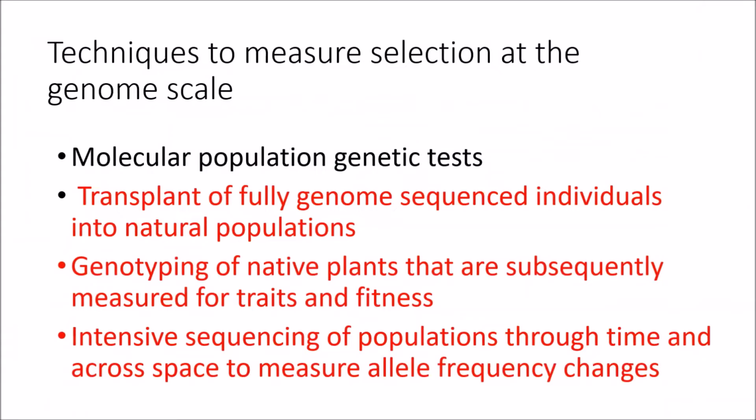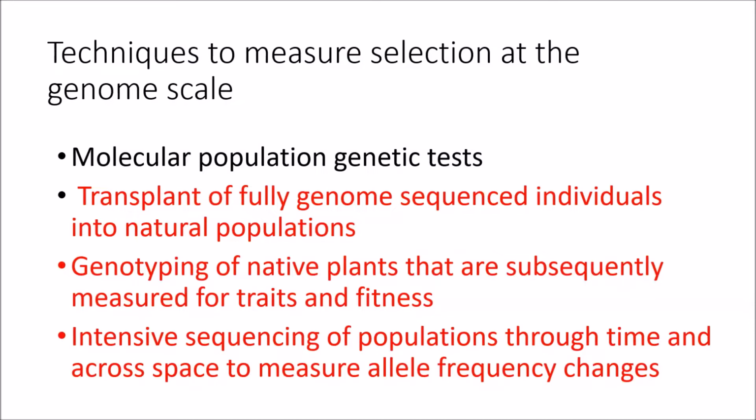If we look generally at techniques to measure selection at the genome scale, most evolutionary biologists are focused on molecular population genetic methods for the simple reason that they're straightforward. You sequence things and look for historical signatures of natural selection. That has a lot of advantages because you integrate thousands of generations of evolution into that signal.